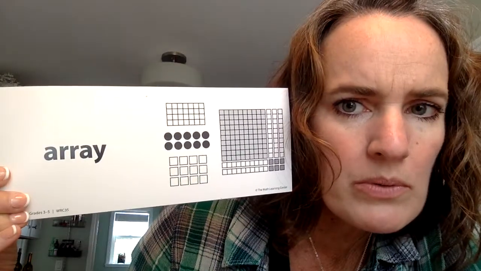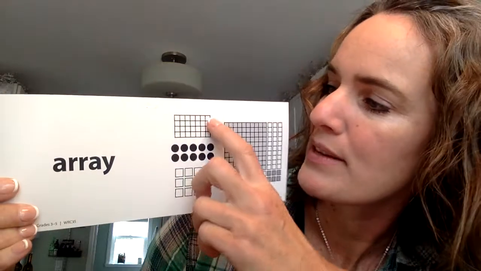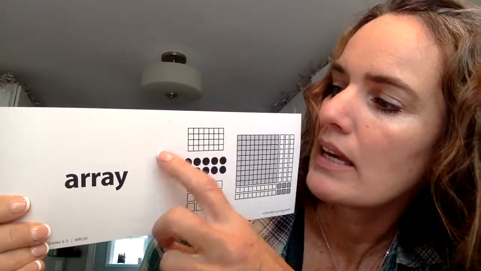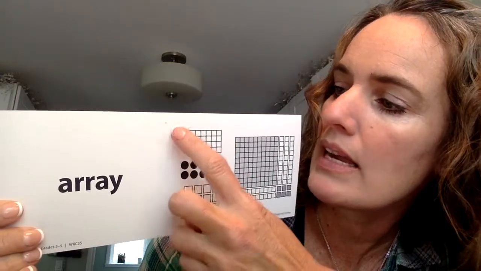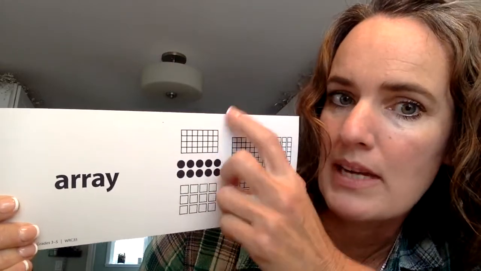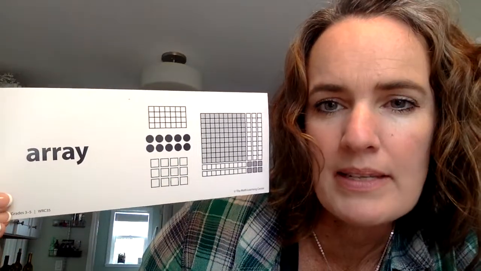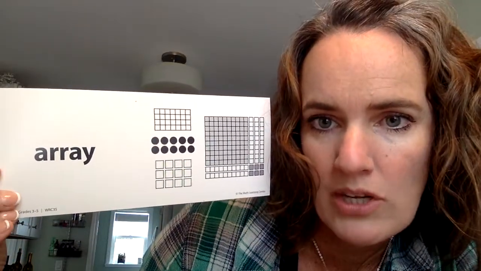Which ones are the rows? Which ways do the rows go? Yes, the rows go across. Equal rows and equal columns. Think of a column that goes up and down. Okay, so these array models help us see our thinking with multiplication.